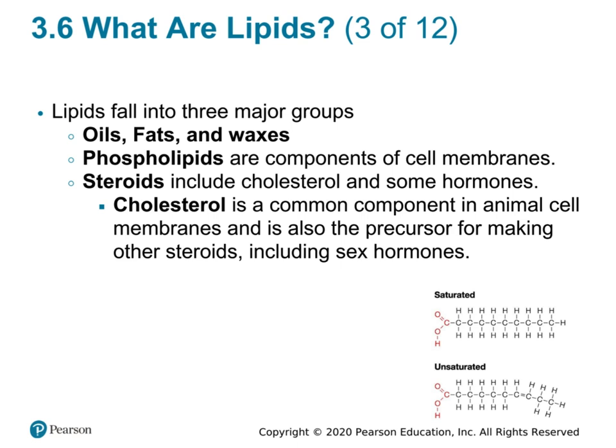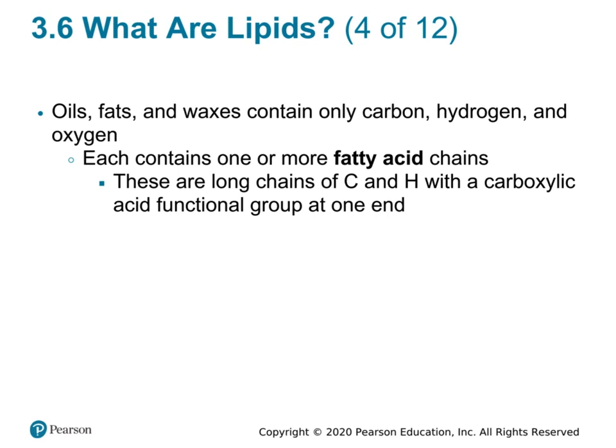So there's a lot to look at when we talk about lipids. They fall into three major groups: oils, fats, and waxes, phospholipids, and steroids. So we're going to be looking at these three groups. Phospholipids are major components of cell membranes. Steroids include cholesterol, and many steroid hormones are just derivatives of cholesterol in their shape. So let's start with the first group: oils, fats, and waxes.